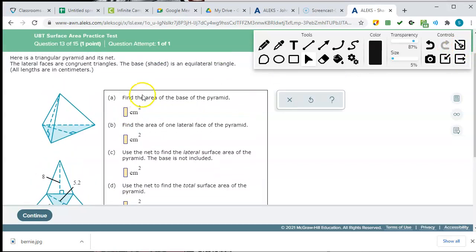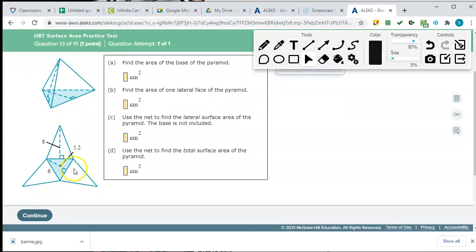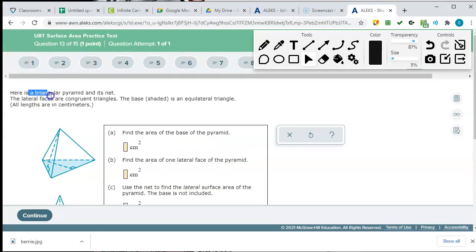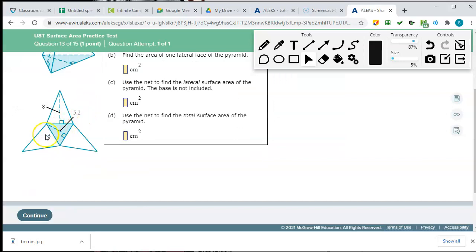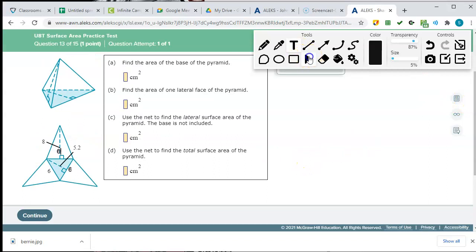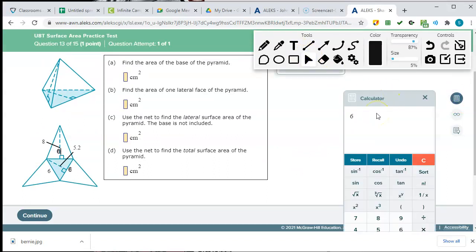Same thing. Now we need to find the base, and that's base times height. So notice that it says right here the lateral faces are all congruent, which means this triangle is the same as this triangle. So if this side is 6, this side is also 6, and this side is also 6. So my base is 6 times 5.2 divided by 2. Base times height divided by 2. So my base is 15.6.